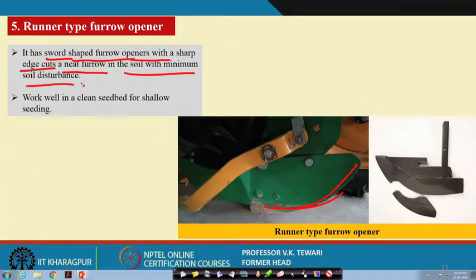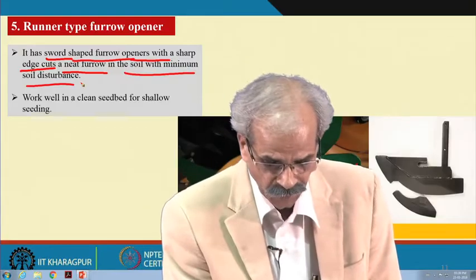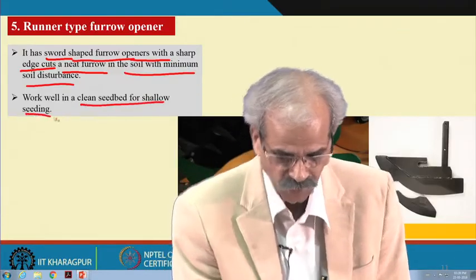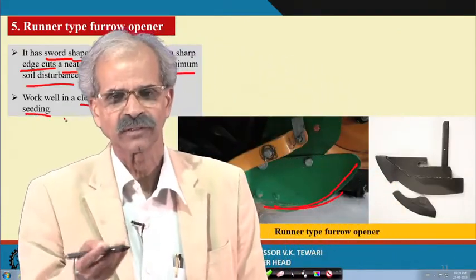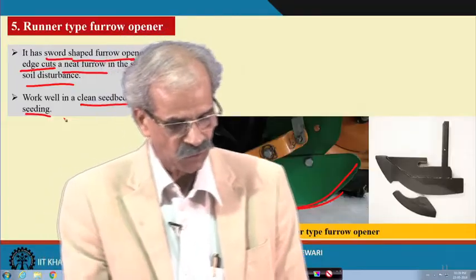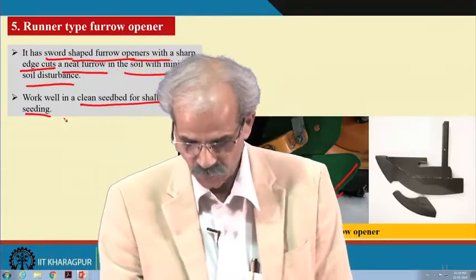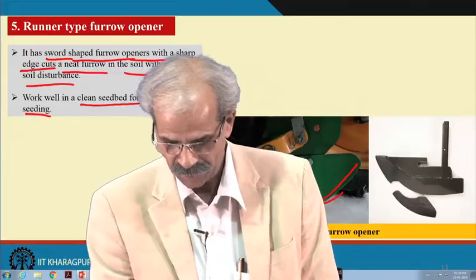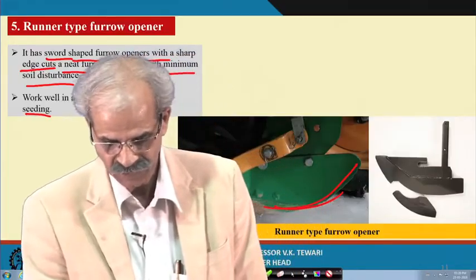Generally we have shown such devices being used in pneumatic seeders. They work well in clean seed bed for shallow seeding. Yes, because we do not want the seeds to go very deep. So, for shallow seeding, these are used in the sword type of shape as it has. You can see here also.